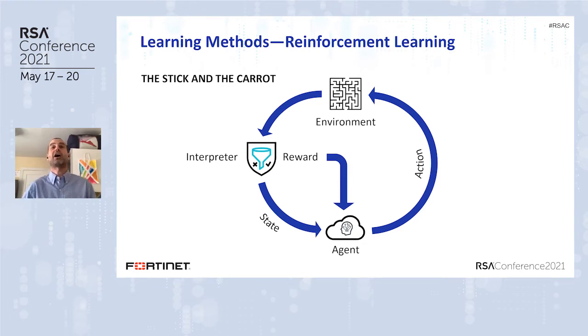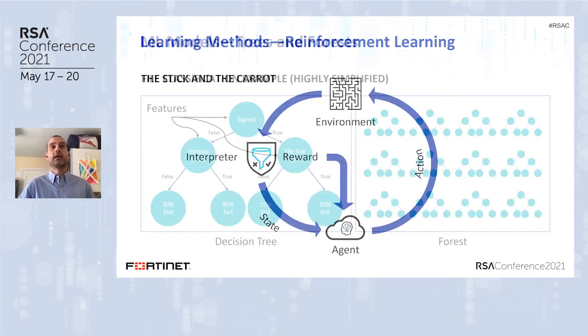The interpreter will try to better understand whether the action taken on the environment was what we expected it to be or not. If it was the expected action, it will reward. That's why we like to call this model the stick and the carrot model. So it will reward the agent for doing the right thing. And of course, there is a penalty in case that was not the right action to take. And the state is actually the action that was taken, and after the action was taken, the impact on the environment.